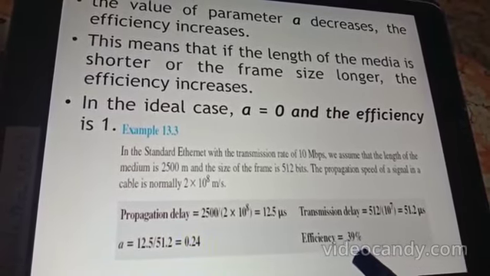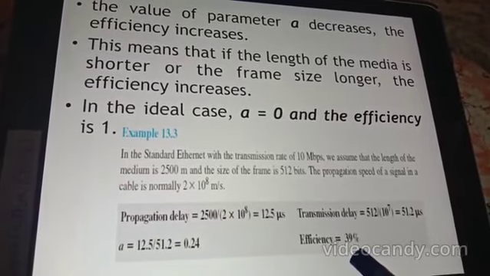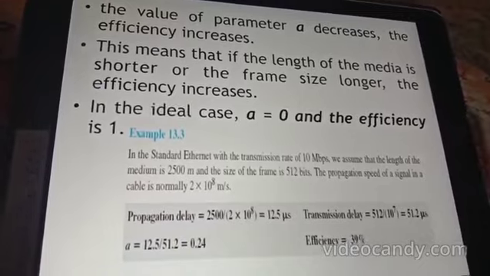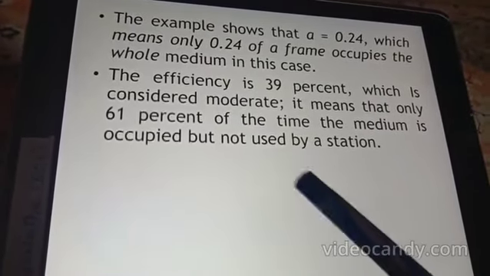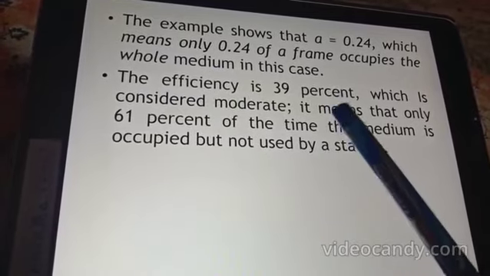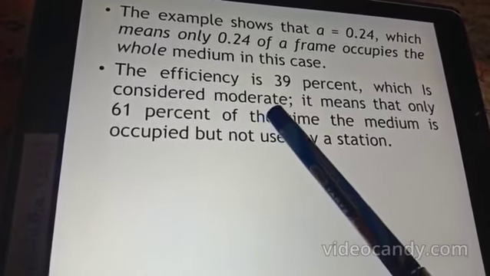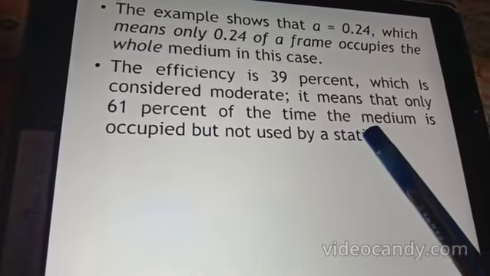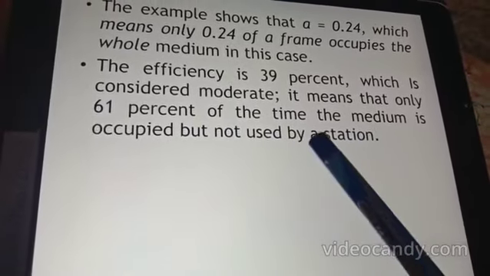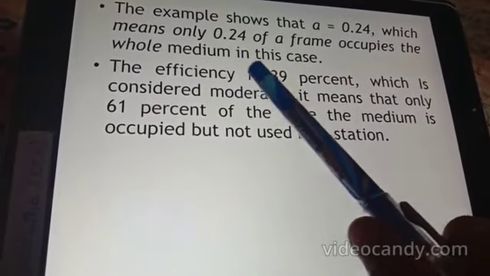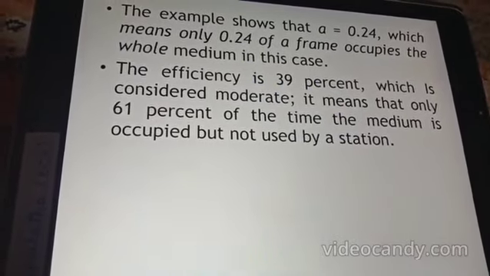The medium is occupied, but out of 100%, only 39% has been utilized by the station. So you could just consider that 39% is a moderate efficiency, which means that 61% of the time the medium is occupied but not used by the station, and 0.24 is the fraction the frame occupies of the whole medium in this case.